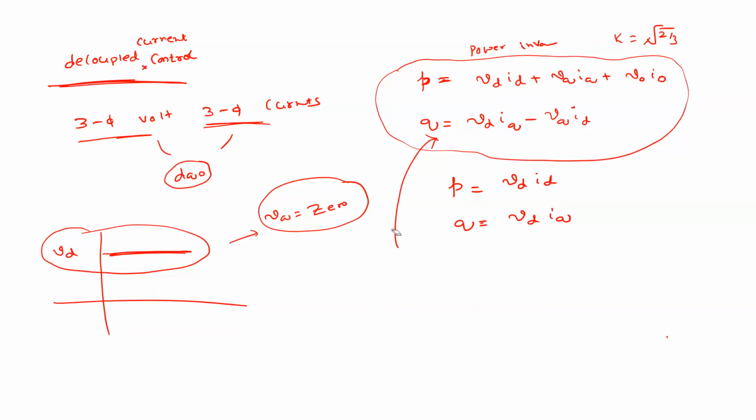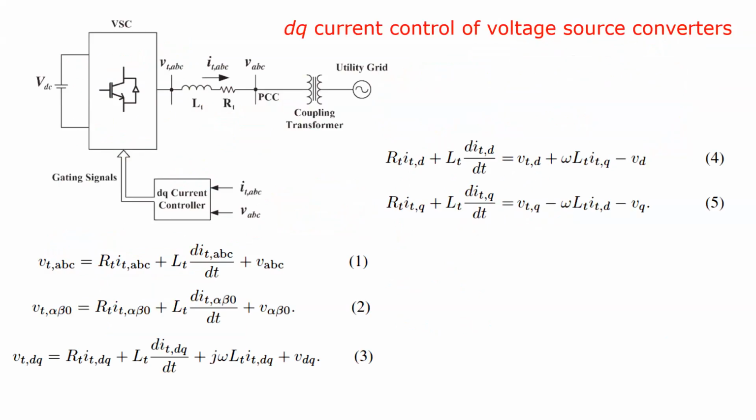From this, the ID value can be obtained. How to obtain ID? P by VD gives you the ID value, and the IQ value is Q by VD. Keep this aside.